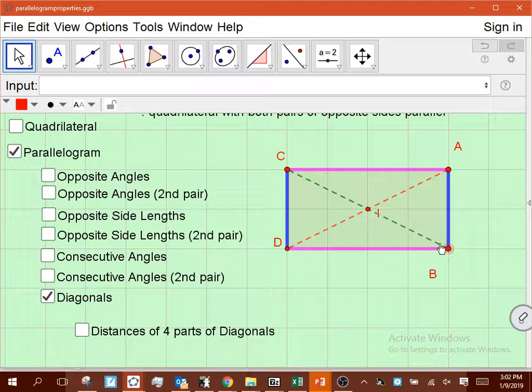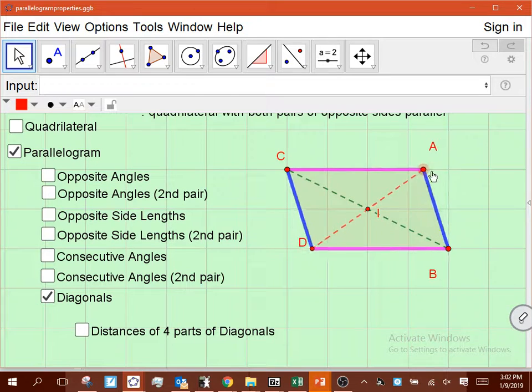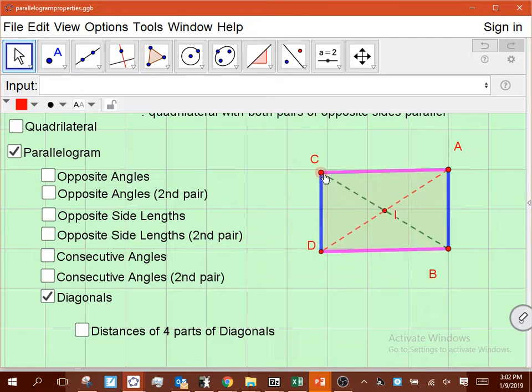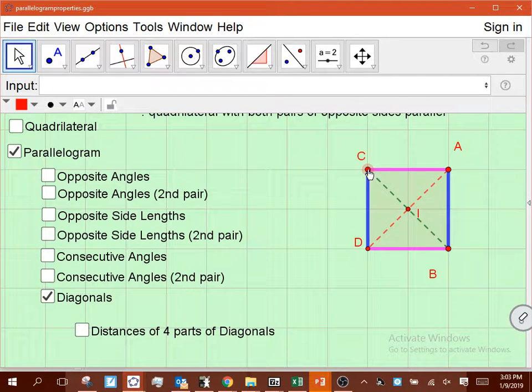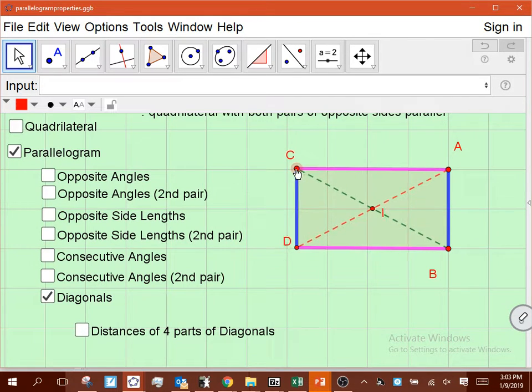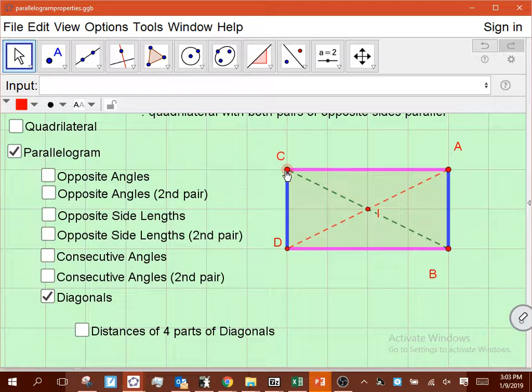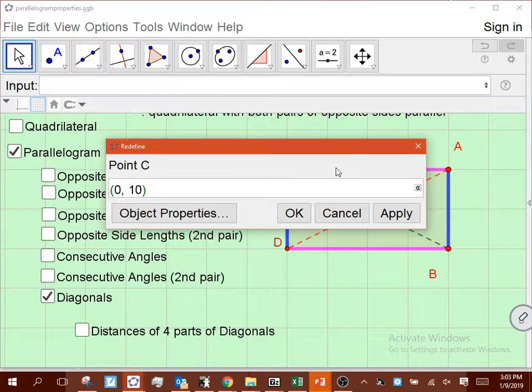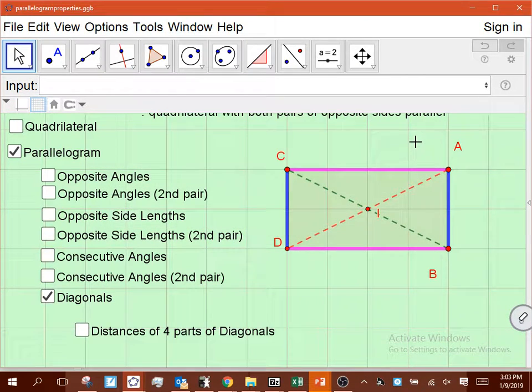Okay, rectangle. Some of you said square. Is that going to work? Are the diagonals congruent in a square? Yeah, do you know why? Because the fact of these diagonals being congruent is a property that distinguishes a rectangle from other parallelograms.